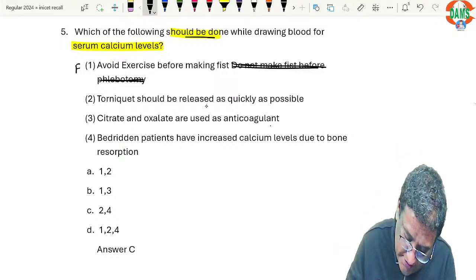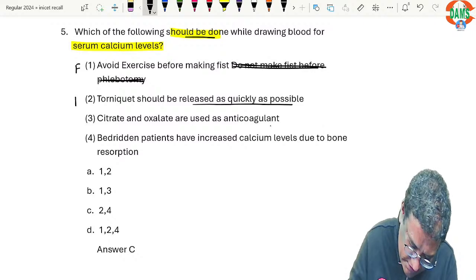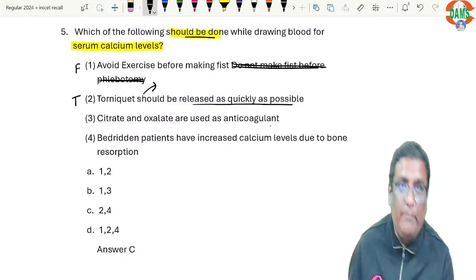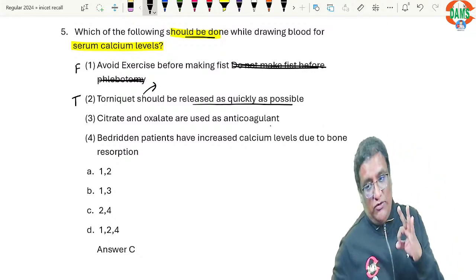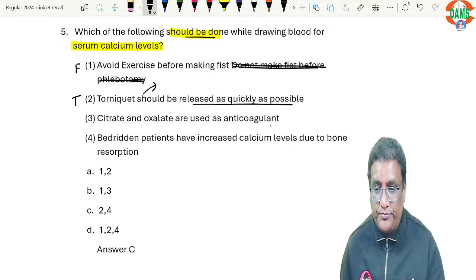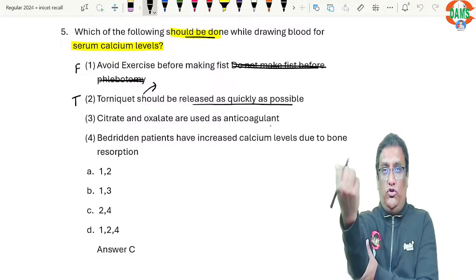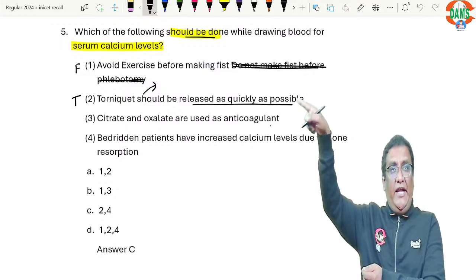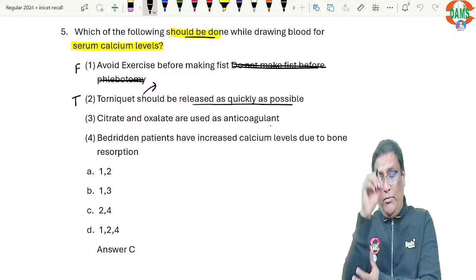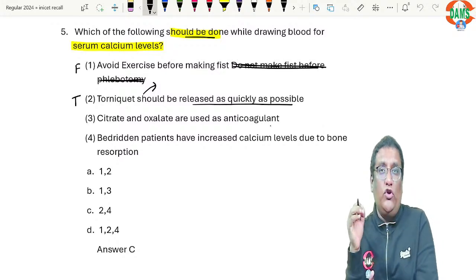Tourniquet should be released as quickly as possible. Yes, this is true. For any sampling, tourniquet should be released as quickly as possible. So why should the tourniquet be released? If you had attended my TND, I had put this question about blood sampling. Let me just brief you about the blood sampling.